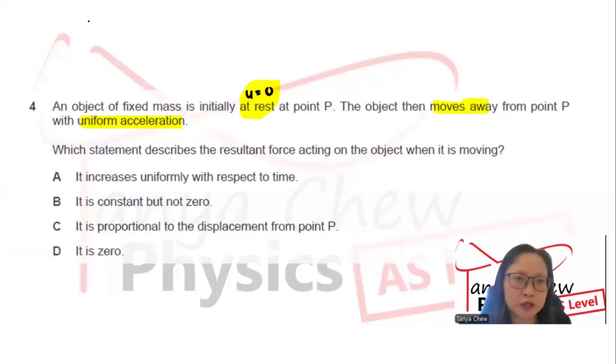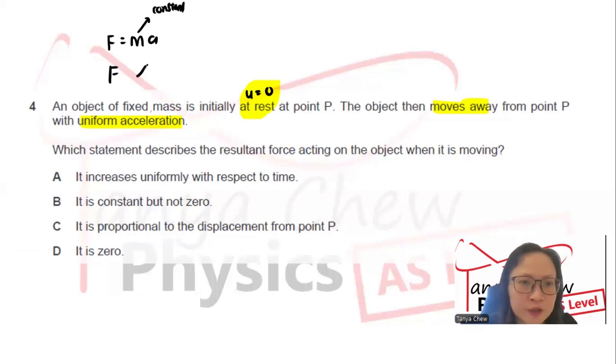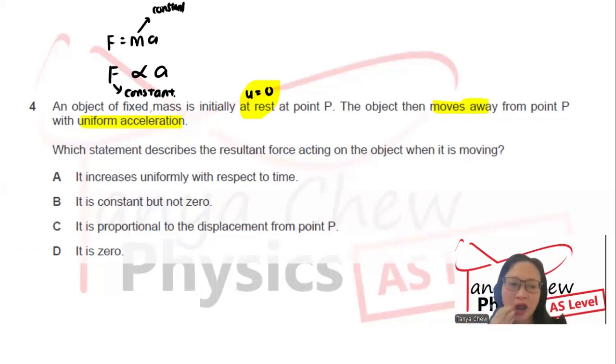Remember the equation that I used just now, F equals ma. m is constant. Why? Because the mass of the same object is always constant. So the force is directly proportional to a. Since the acceleration is uniform, the force must be constant. Uniform means constant. So let us read the choices given here. A, it increases uniformly. How can you increase uniformly when the acceleration is not increasing? This is wrong.